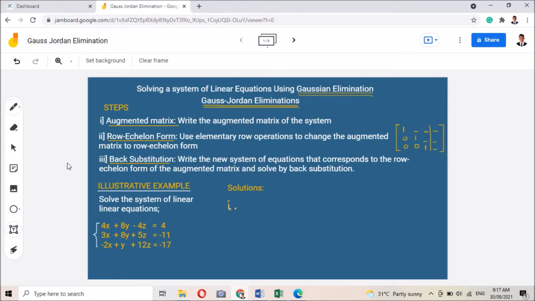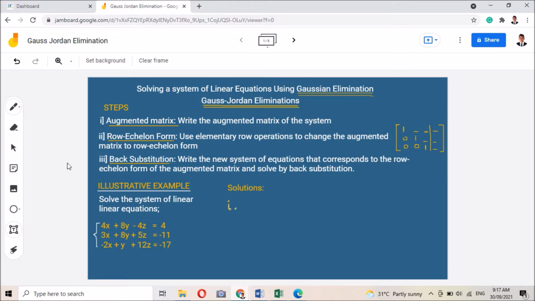In this video, we will be solving a system of linear equations using Gaussian elimination and Gauss-Jordan elimination. We will start with Gaussian elimination. In solving by Gaussian elimination, we have three steps to follow. We first find the augmented matrix, meaning we need to write the augmented matrix of the system. We need to take out all the constants and numerical coefficients of our variables.